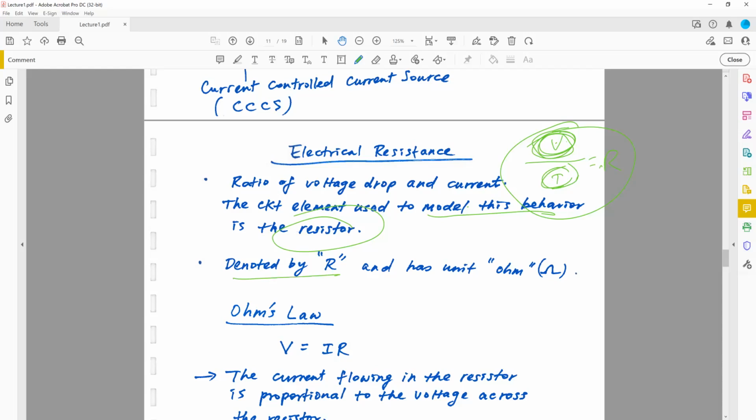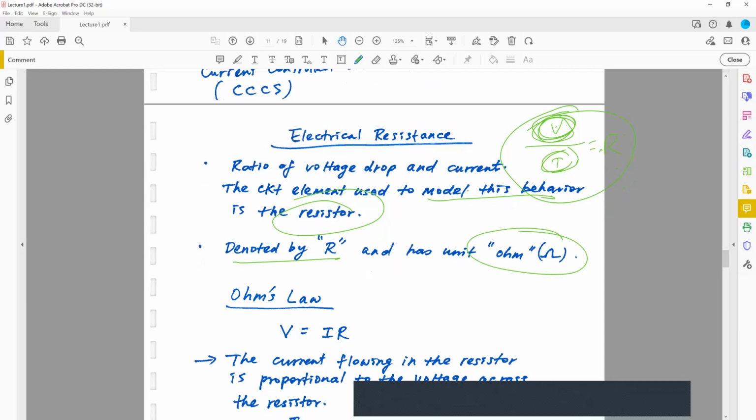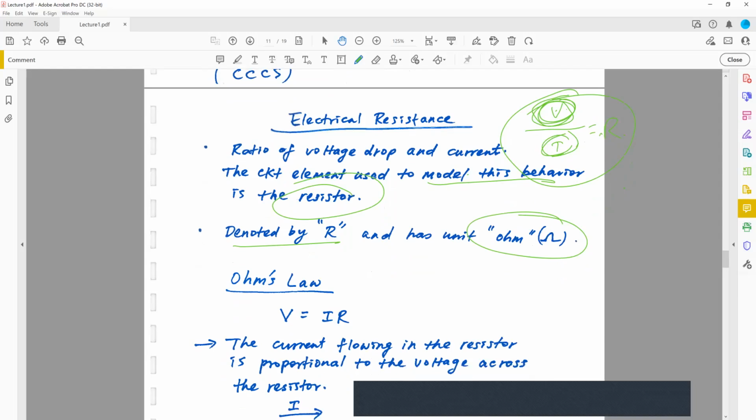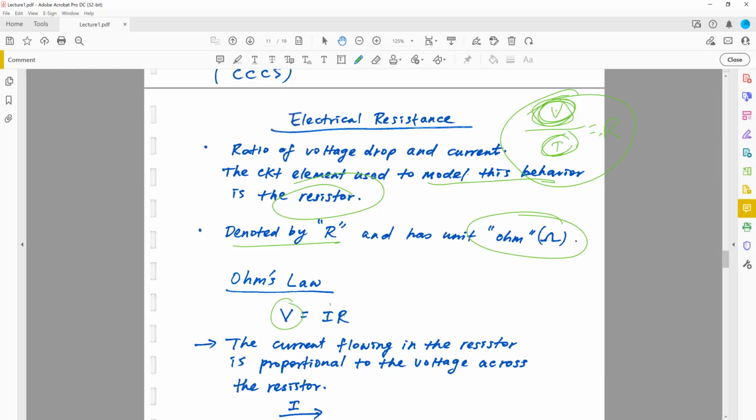The unit associated with resistance is the ohm. That is the reason why this is called Ohm's law. Again, V divided by I is equal to R. Therefore, V is equal to I times R. So the voltage drop, this V, is simply equal to I times R, the product of current and the resistance. This is basically the equation that we use to represent Ohm's law.